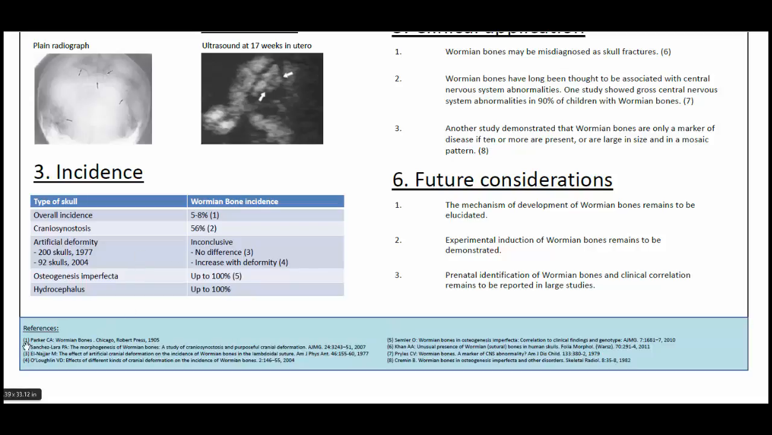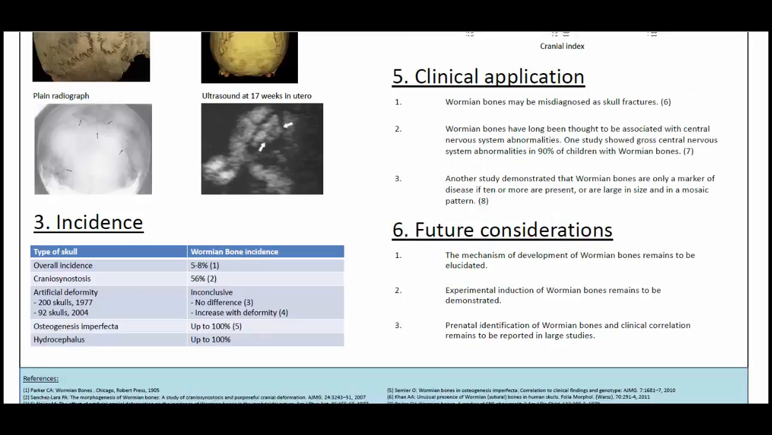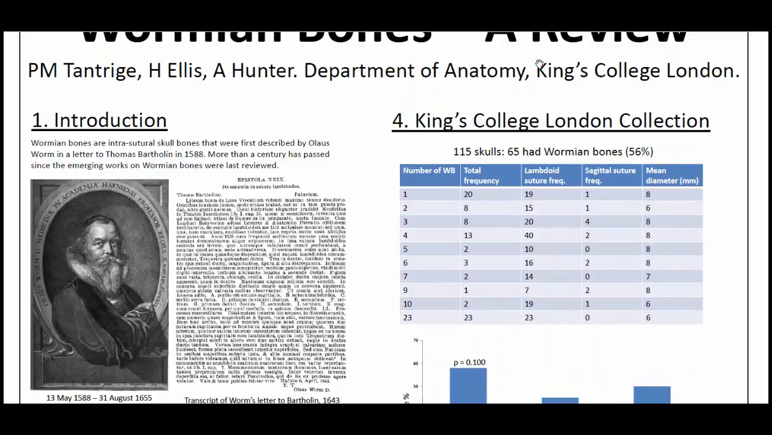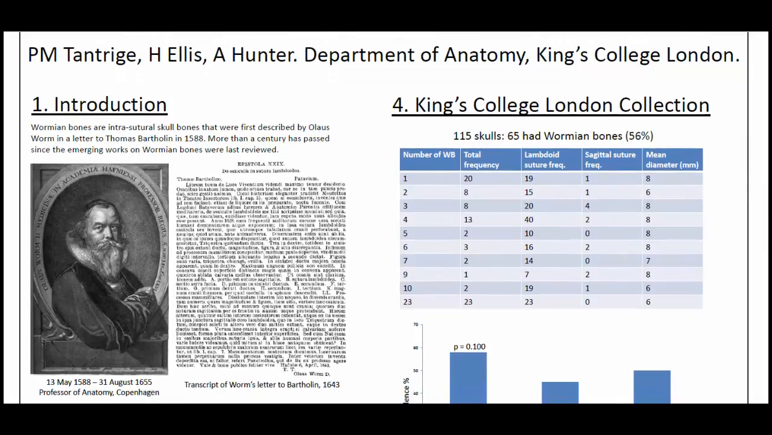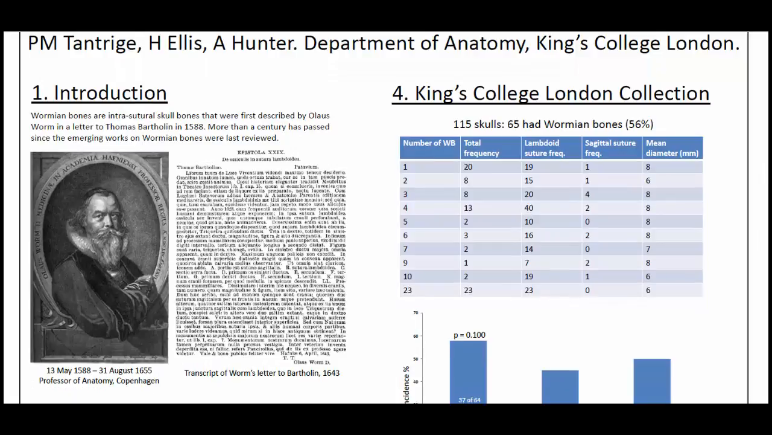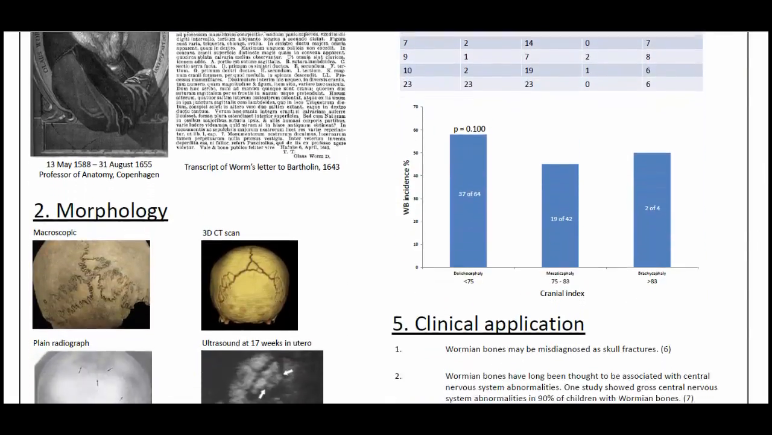From the references, probably the most interesting one was the first one here, which is a book on Wormian bones published in 1905, which is freely available online. And the King's College collection has uploaded the database, so if anyone would like to do their own study on the skulls and make some further assessments, they can.